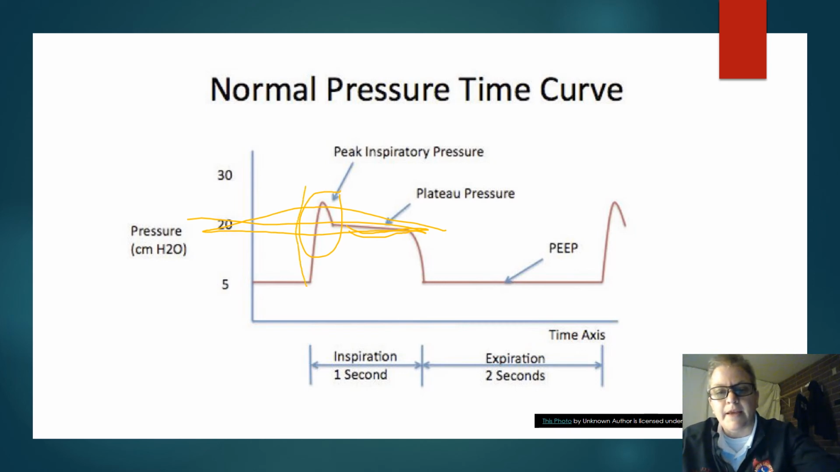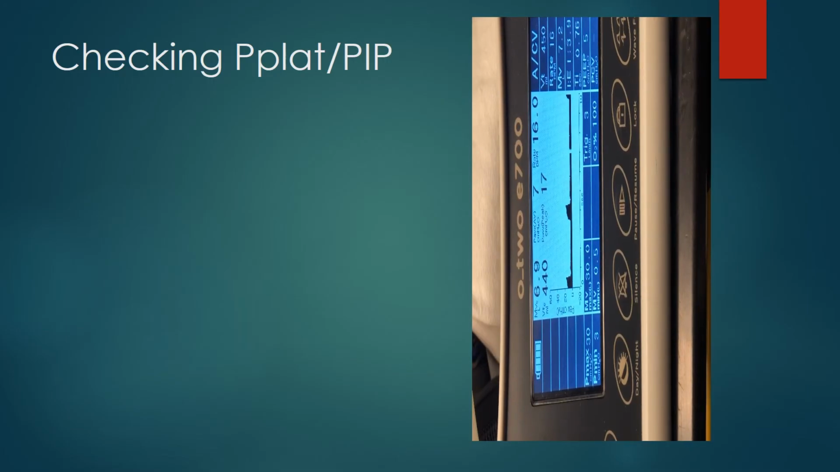So this is the peak inspiratory pressure, which I am going to talk about in just a second, and then this leveled off is your plateau pressure. What is that plateau pressure? That's your alveolar health. That's the pressure in the alveoli. If that pressure is high, above 30 centimeters of water pressure, we can be causing that ventilator lung injury and that ARDS. So we don't want to do that.